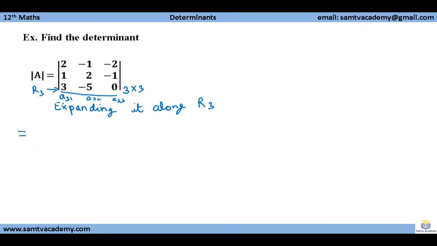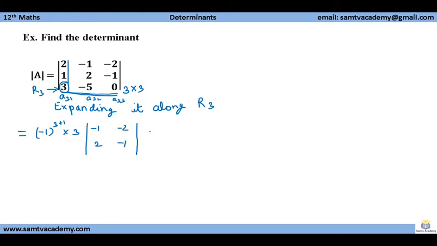It is needed to find the sign. So this is (-1)^(i+j), this is 3 plus 1, and what is the element? Into 3. And what will be left out if we are taking this element 3? So this column is left and this row is left. So we are left with -1, -2, 2, -1.